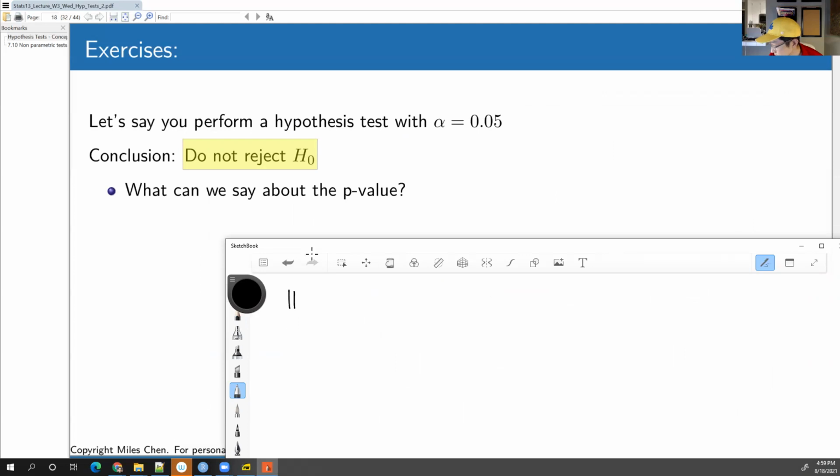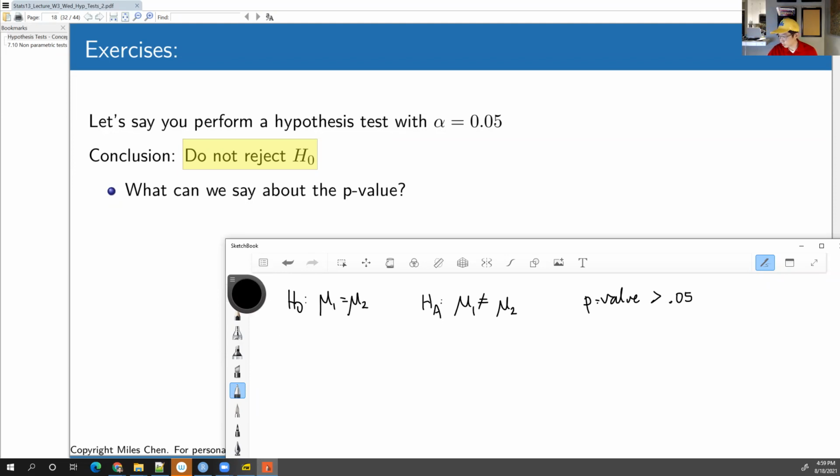All right, so our null hypothesis will be that the two things are equal. The alternative will be that they are unequal. And our p-value, whatever it is, is greater than 5%, okay?